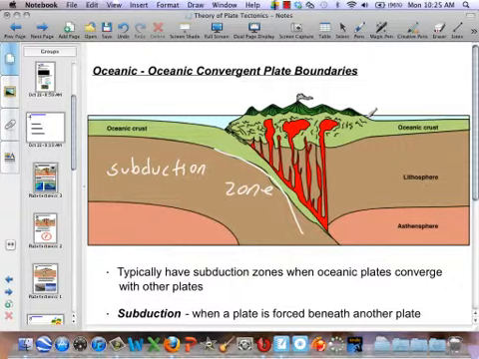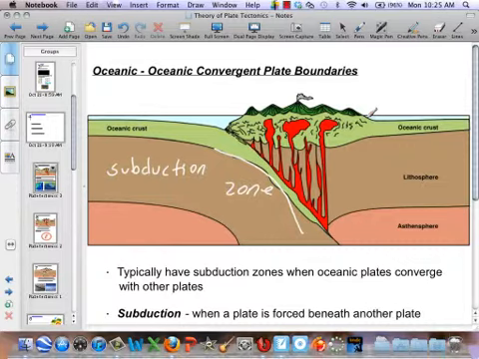Why would one plate get subducted underneath another? Because one's heavier than the other. What do you mean by heavier? Like the plate that gets subducted weighs more. Not the size, not the shape. Let's talk about the type of material it's made out of.